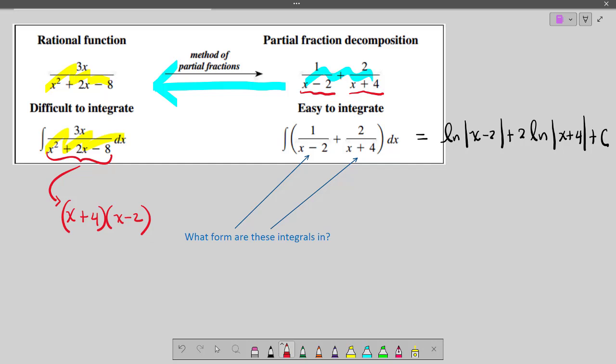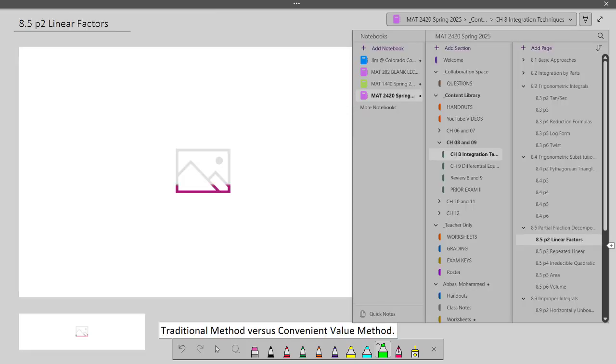Not with completing the square, but just regular old factoring, foiling. If we can do that, then each of these linear factors is going to be over here in the denominators. So those partial fractions are going to be built as fractions with those denominators. So let's try it. Let's try PFD.